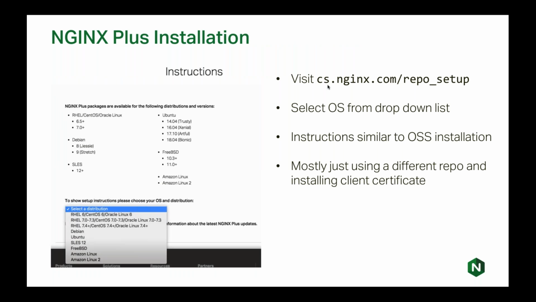For Nginx Plus users, you're going to go to cs.nginx.com/repo_setup and select your operating system from the drop-down list. The instructions are very similar to the open source installation. The only major difference is that you're going to use a different repo, because Nginx Plus is hosted in a different repo than our open source software. And we use a client certificate to protect that repo.